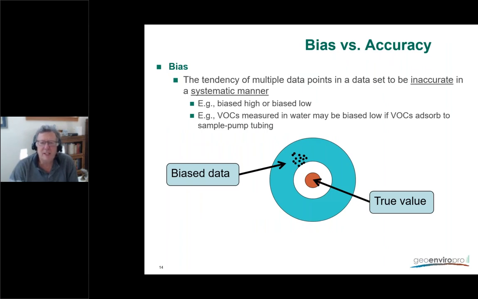Another thing about accuracy is sometimes it's comparable to the term bias. Bias is the tendency of multiple data points in a data set to be inaccurate in a systematic manner. So here we've got an example of a biased data set. Everything's quite precise, but it missed the mark. This might be, for example, a field example, somebody using polyethylene tubing to sample low-level PAHs from groundwater, and the polyethylene absorbing all the PAHs, so you're biasing the results low.